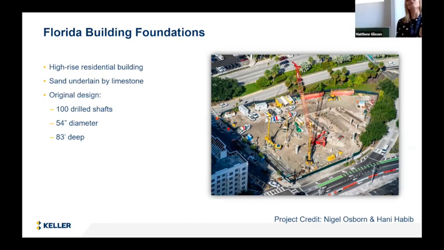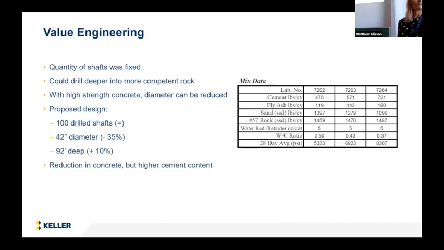So here's an example in Florida for building foundations. A standard high-rise residential building, 100 drilled shafts, 54-inch diameter, 83 feet deep. So we went through with value engineering, adjusting the design, and our engineers recognized the deeper you went, you have more competent rock. Therefore, we could increase the strength of our concrete and decrease the diameter. So they knew that we were reducing the total amount of concrete we would be using.